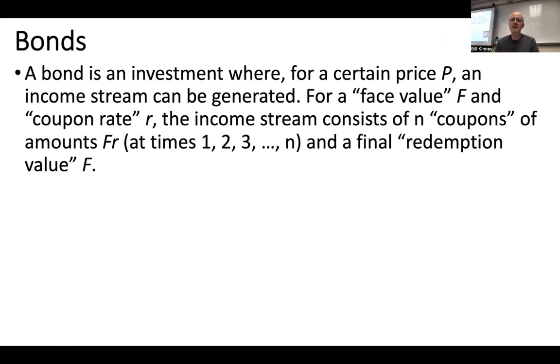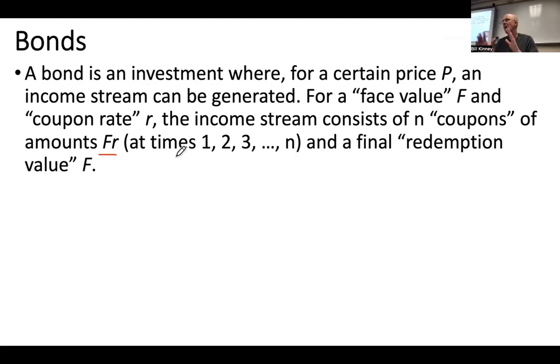And with bonds, the way you get that money back is not just with some final amount at the end, but also with these coupons in between. Coupon amounts are F times R, where F is called the face value of the bond. For corporate bonds, it's often $1,000. And R is the coupon rate, a certain percent per period of time.